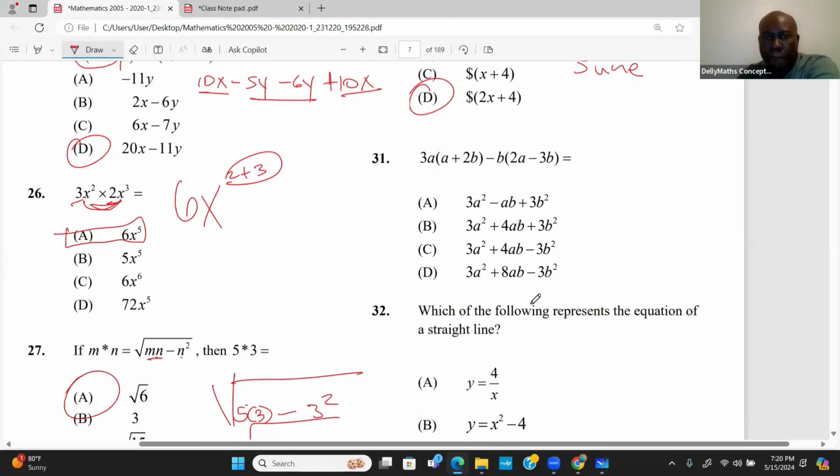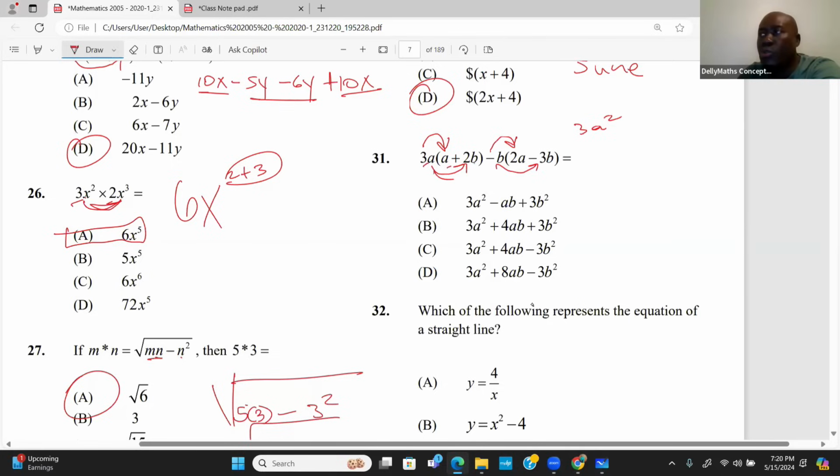All right, number 31. Algebra again. Distribute. This time this, this time this, this time this, this time this. And you can see as you go that, okay. So 3a times a will give you 3a squared.